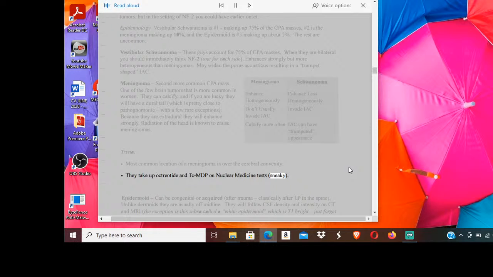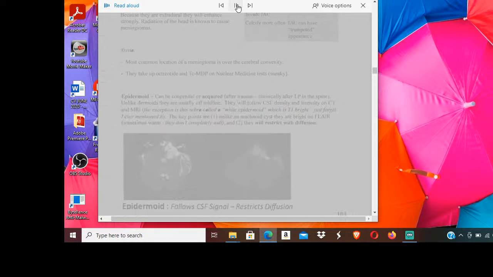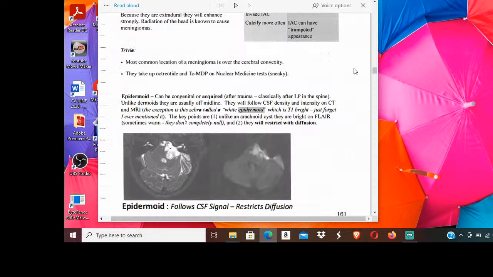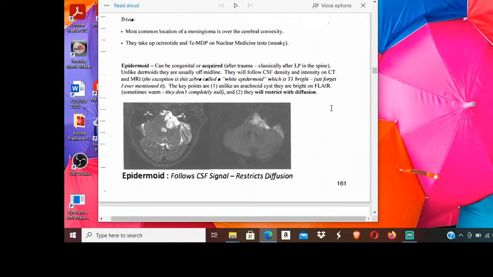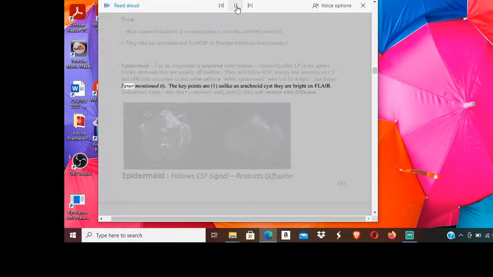Epidermoid can be congenital or acquired after trauma, classically after LP in the spine. Unlike dermoids they are usually off midline. They will follow CSF density and intensity on CT and MRI, the exception is this zebra called a white epidermoid, which is T1 bright, just forget I ever mentioned it.